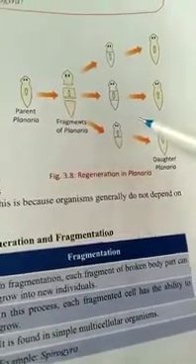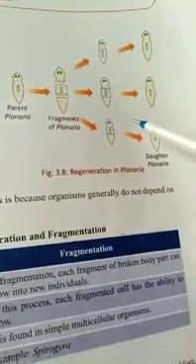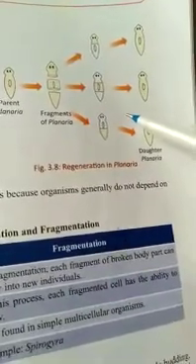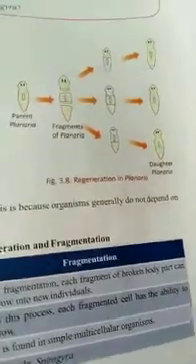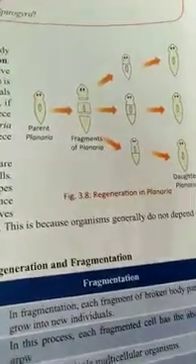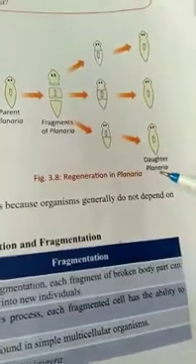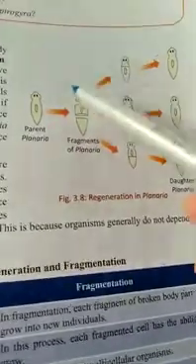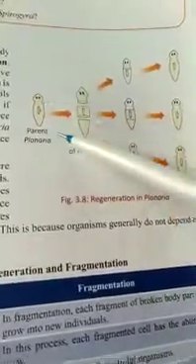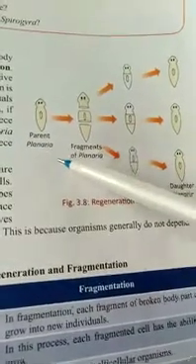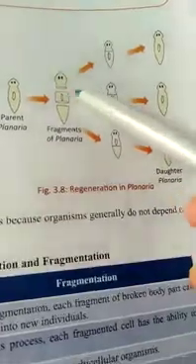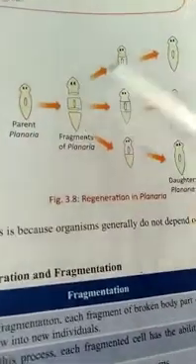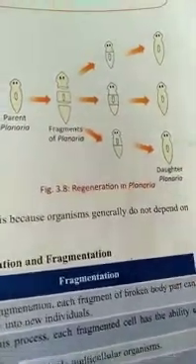Although regeneration involves multiplication of cells also, it cannot be equated to reproduction. This is because organisms generally do not depend on being cut or broken into pieces for reproduction. It is a chance case. If the organism is cut or broken into pieces, then only from each piece will new individuals be formed.